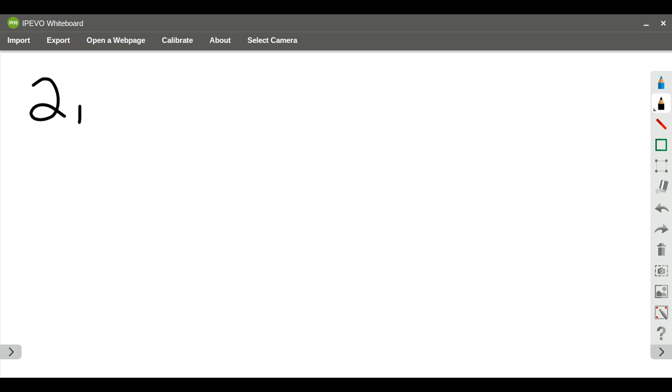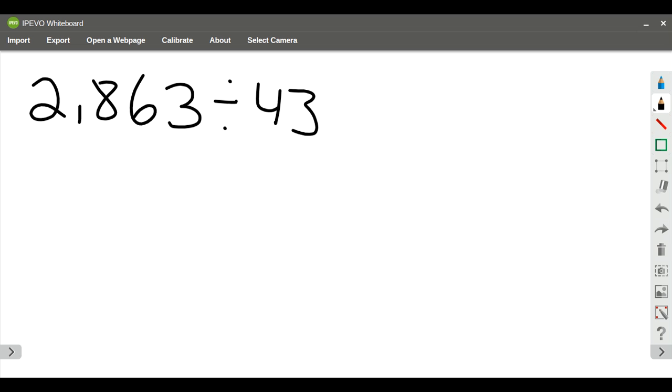I'm going to do 2,863 and I'm going to divide that by 43. Now remember, when you're doing your estimates, my expectation in terms of modeling with math is I want to see the estimations that you use. So I don't just want to see an answer that you found. Okay, I want to see what you used for your estimation.